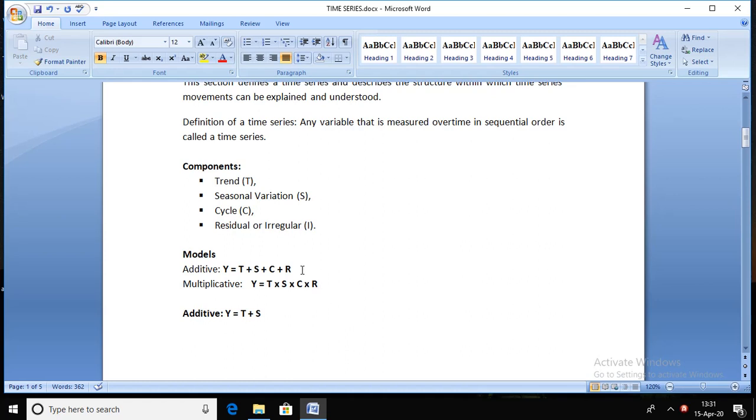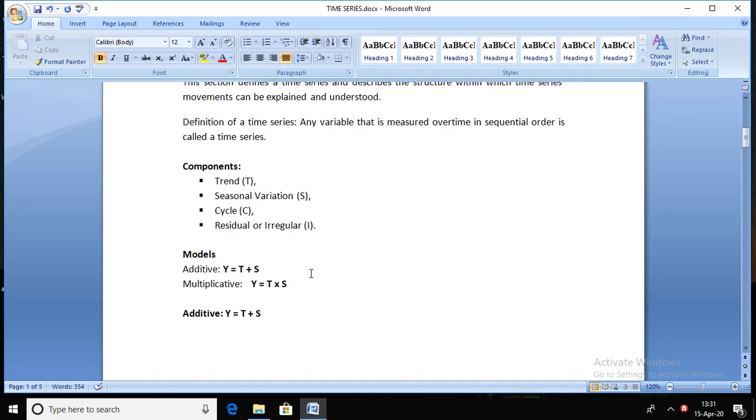Now, in our syllabus, we are not required to calculate the cyclical factors and the random factors, so we leave them out of the equation. That means our additive model will now be y, the time series value, equals the trend plus the seasonal variation. The multiplicative model will read y, the time series value, equals the trend multiplied by the seasonal variation.